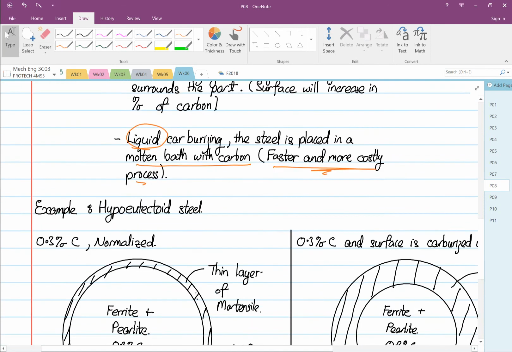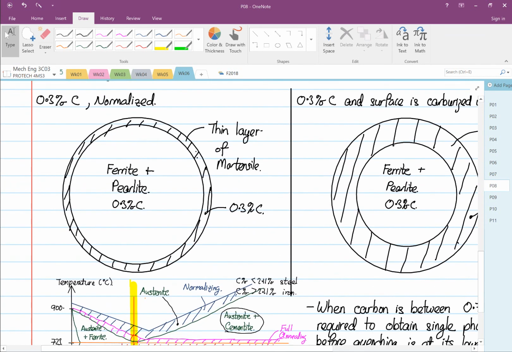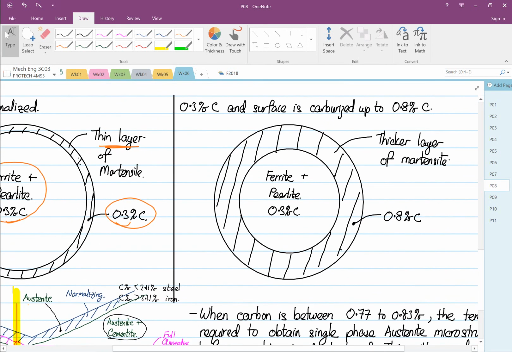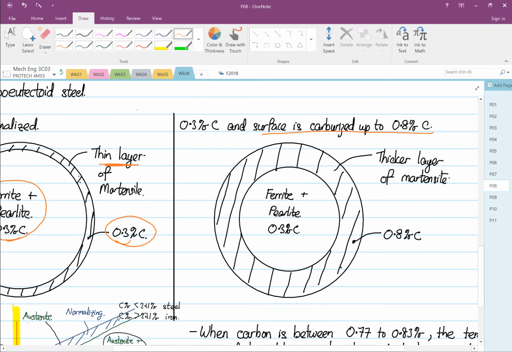For example, as we have spoken about before, if we normalize steel at 0.3% carbon, then 0.3% is at your core, the surface is still 0.3, and you get a thin layer of martensite. However, if you want to increase the thickness, the surface has to be carburized up to 0.8% carbon. We'll talk about why 0.8. When that's the case, your core is still soft at 0.3% carbon with pearlite and ferrite, but the surface will now have 0.8% carbon. This will generate a thicker layer of martensite.